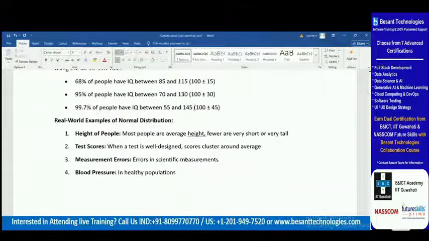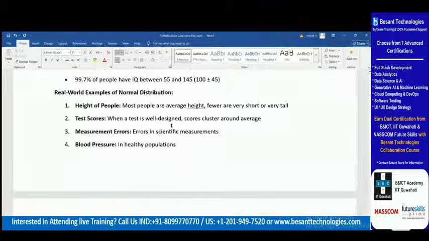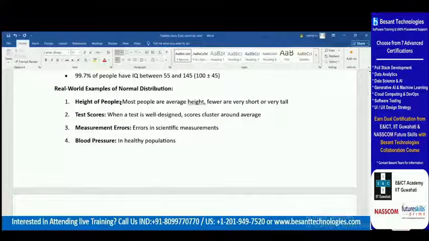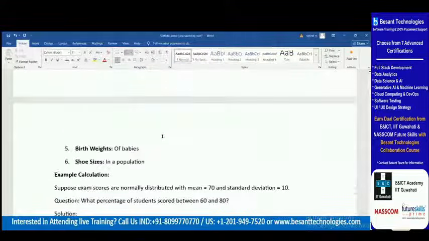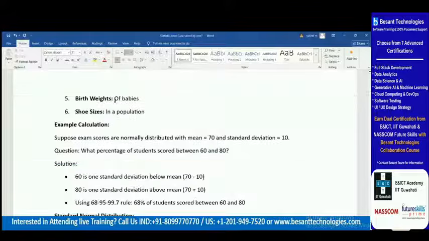Okay, some other real world examples of the normal distribution: you can consider the height of people. Some people will be left skewed, some people will be right skewed, so you would have that normal distribution curve. One more example is test scores, and measurement errors in scientific calculations, blood pressure for your health. These are all examples of normally distributed data sets. Some more examples are birth weights, shoe sizes, and so on.